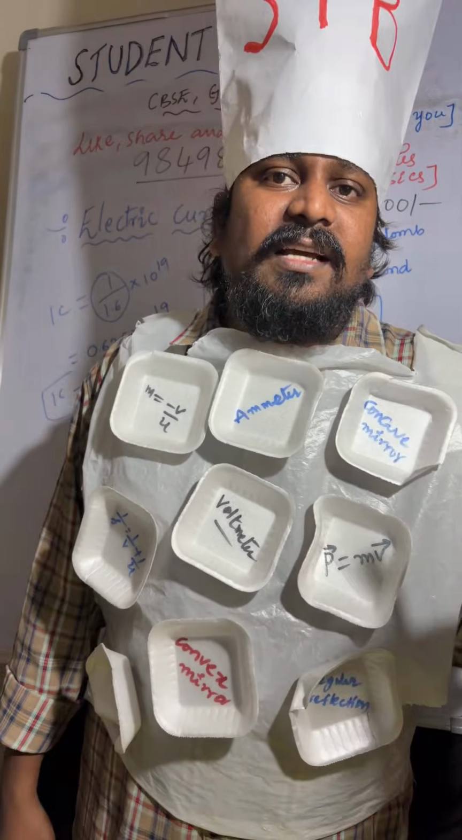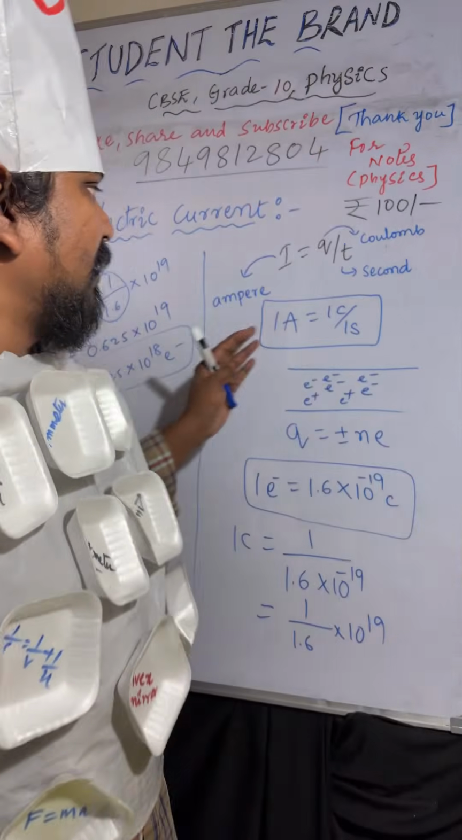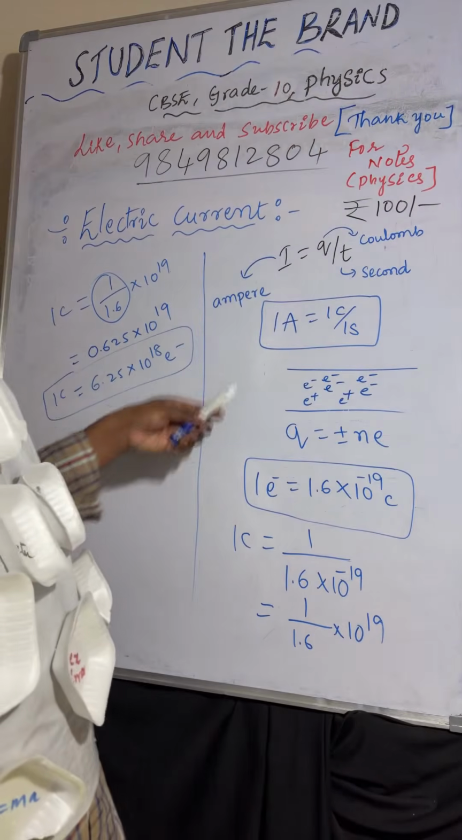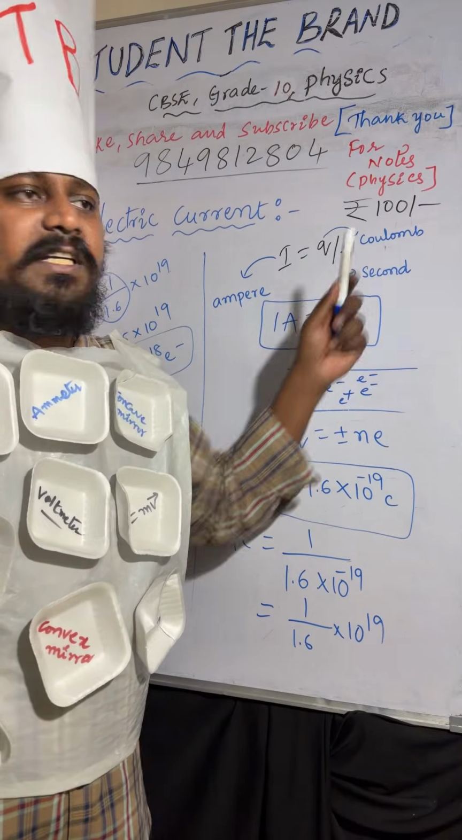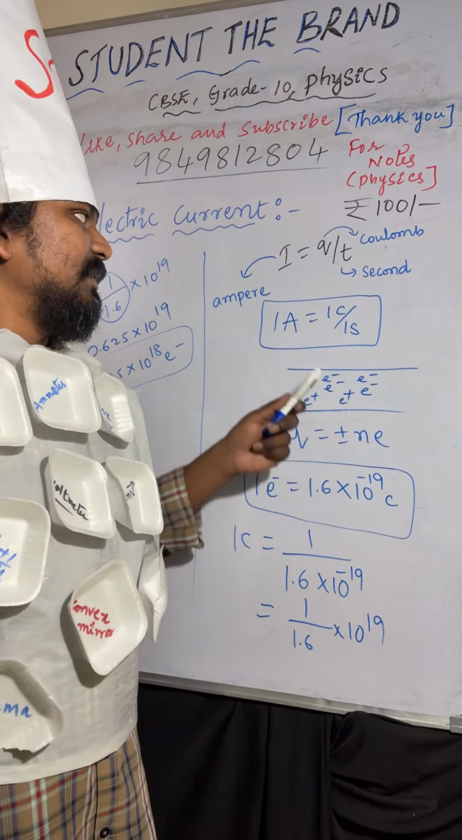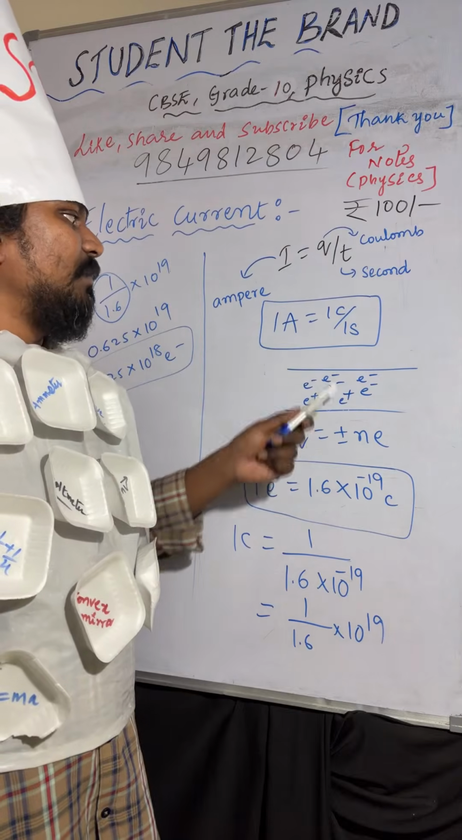Okay, so these are very, very important points. Just look at the board. I equal to Q by T. SI unit of current is ampere, SI unit of charge is coulomb, SI unit of time is second. 1 ampere equal to 1 coulomb per 1 second.